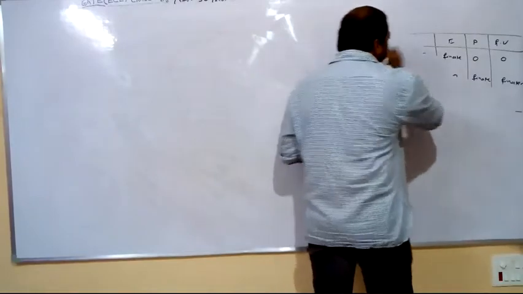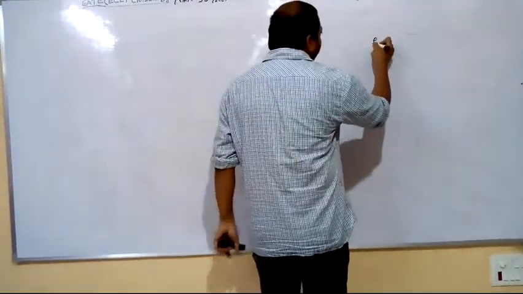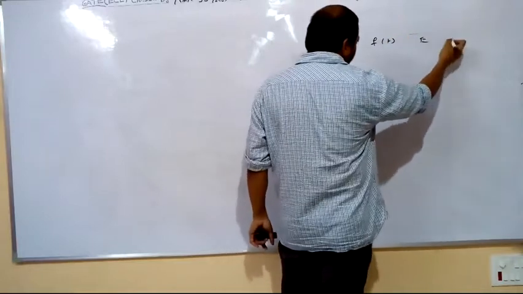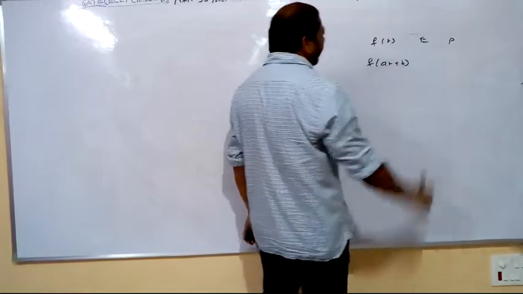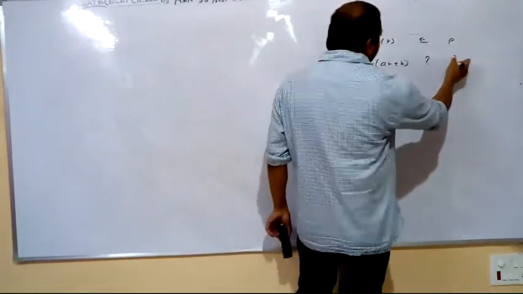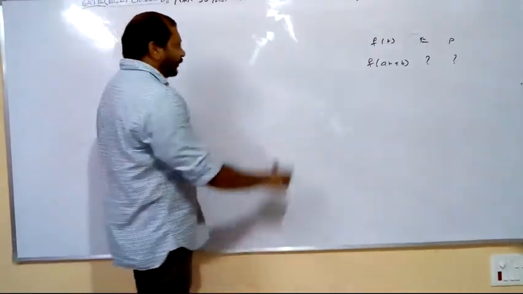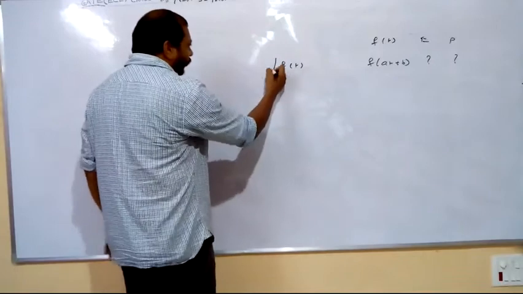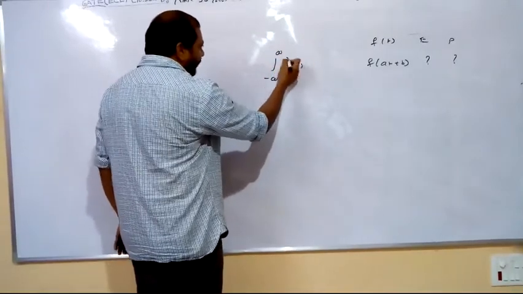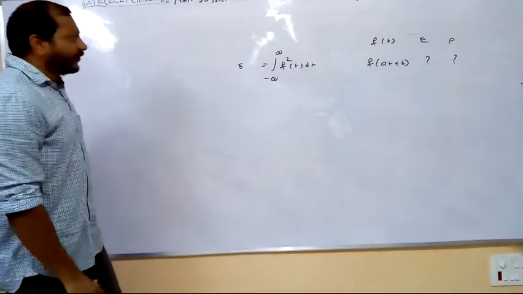Suppose the function f of t has energy E and the corresponding power is P. Then what is the energy of the signal f of at plus b, and what is the power of that signal? Suppose you consider f of t having energy E, so the integral from minus infinity to infinity of f square of t dt is equal to your energy.